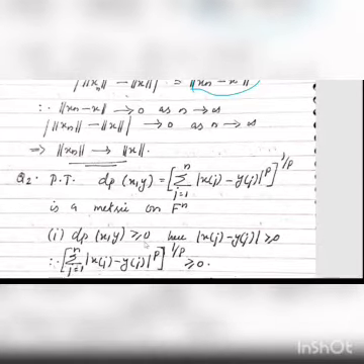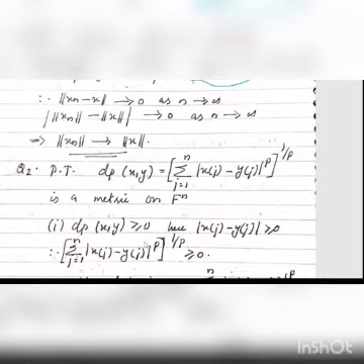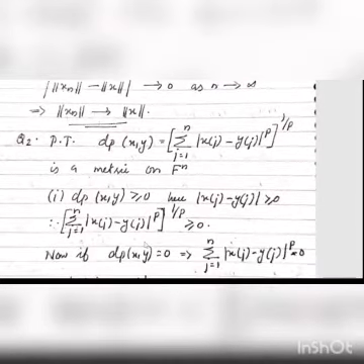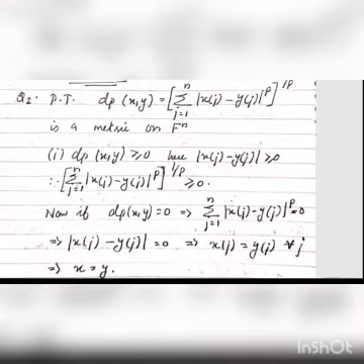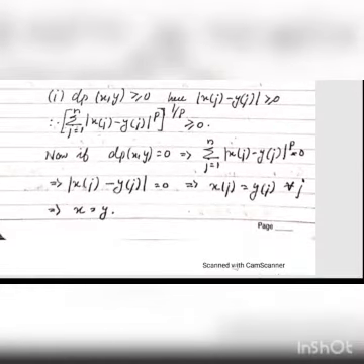Now if we apply dp of xy equal to 0, what will happen? That means sigma j equal to 1 to n, mod of xj minus yj raised to p is equal to 0, which implies mod of xj minus yj is equal to 0. That means xj is equal to yj for every j, which implies x equals y. So we are getting dp of xy equal to 0 implies x equals y. So the first condition of the metric space is satisfied.